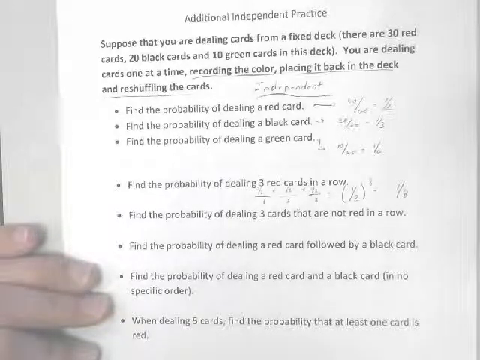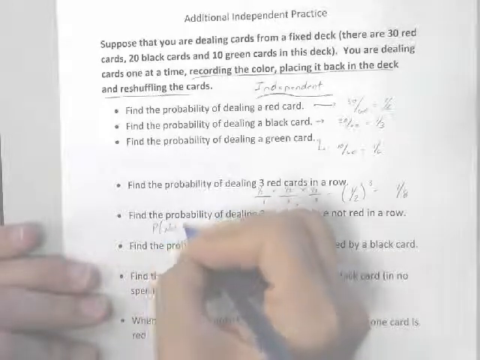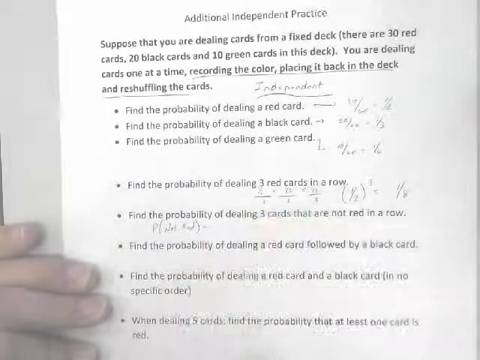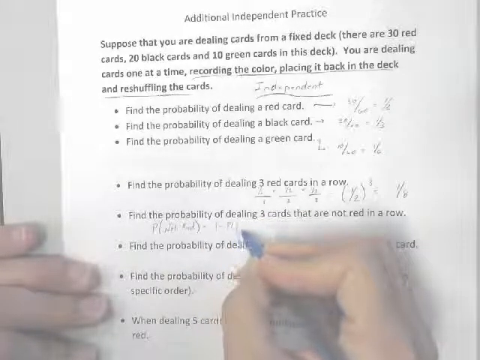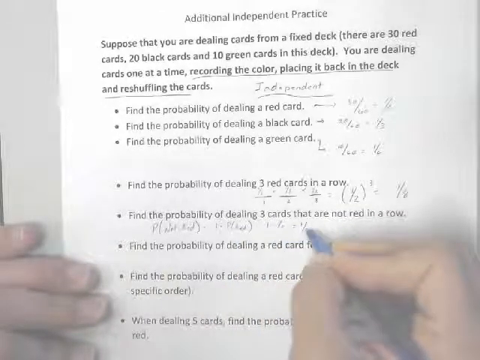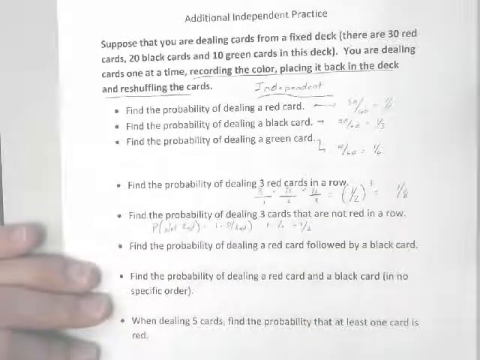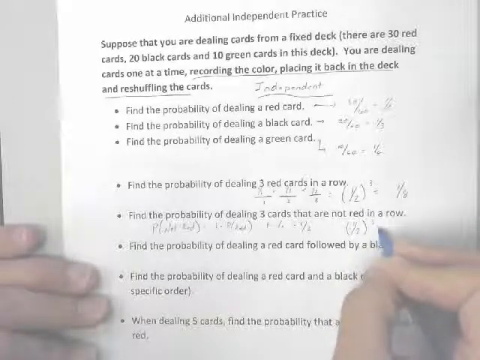How about the probability of dealing 3 cards in a row that are not red? Well, in this case, I need to start by figuring out what's the probability of a single card not being red. Well, I could use the complement rule here, and I could say that's just 1 minus them being red, which is just 1 minus 1/2, which is 1/2 still. So the probability that a card is not red is 1/2. The probability that 3 straight cards, all not being red, would be, again, 1/2 to the third, which is still 1/8.